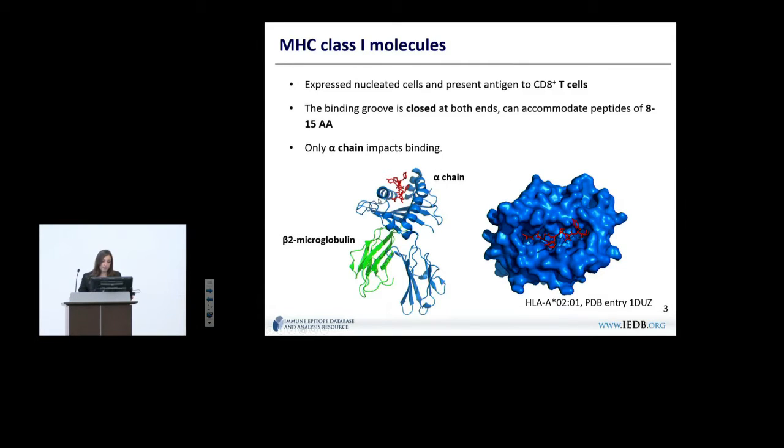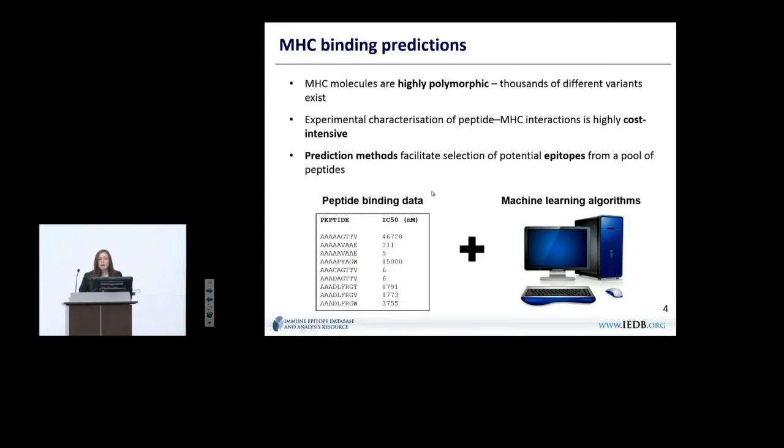In this picture, you can see that MHC Class 1 molecules have an alpha chain and a small beta 2 microglobulin part. However, only the alpha chain determines the binding of a peptide. The interesting thing about MHC molecules is that they are highly polymorphic, and there are thousands of different variants of these molecules. So finding all the possible interactions between peptides and MHC molecules experimentally is, of course, highly cost-intensive in terms of money, labor, and time. This is why we make prediction tools for that.